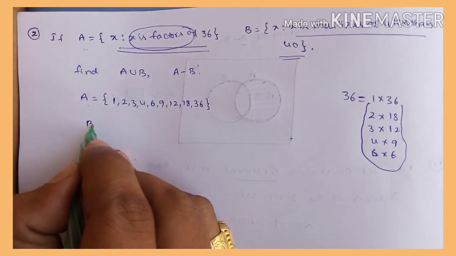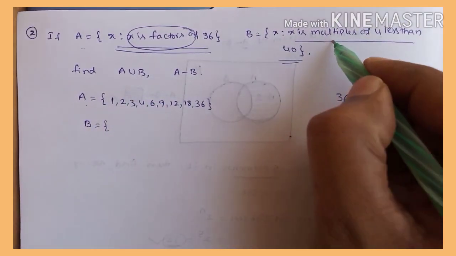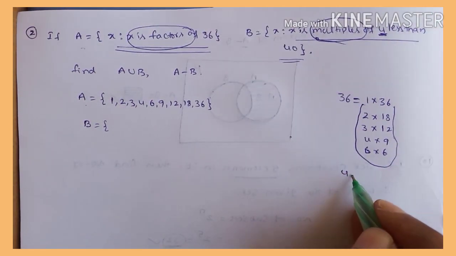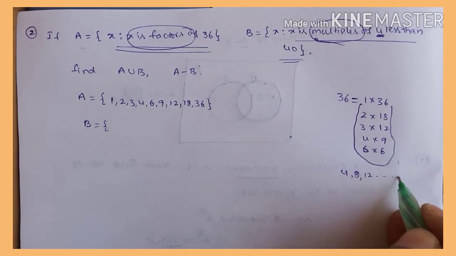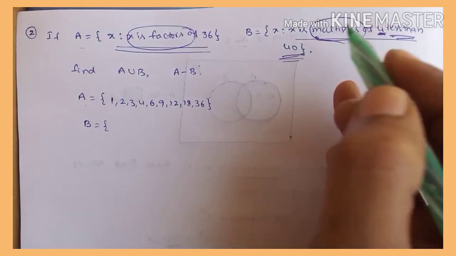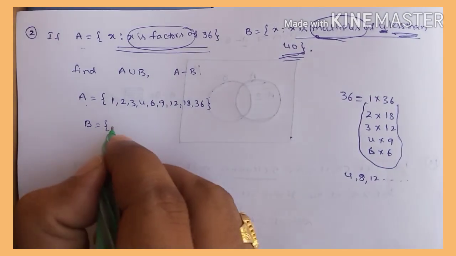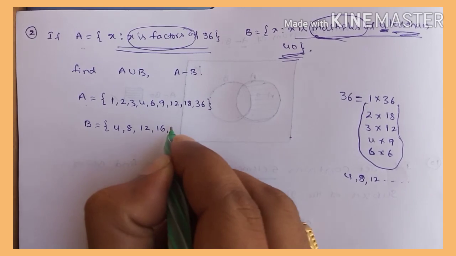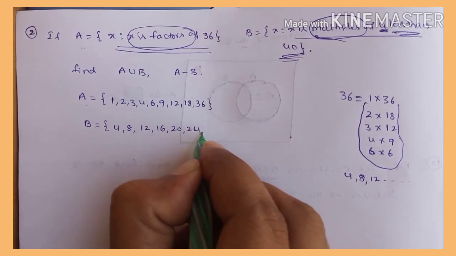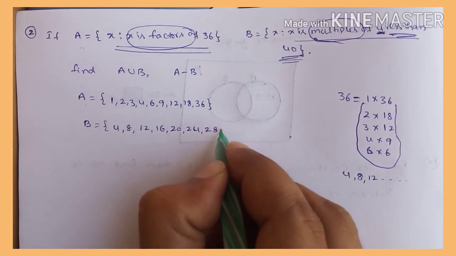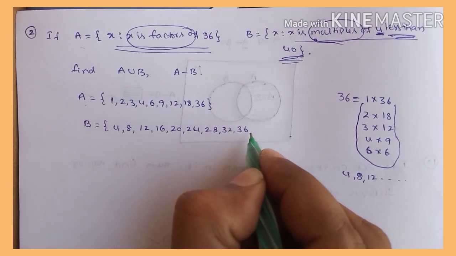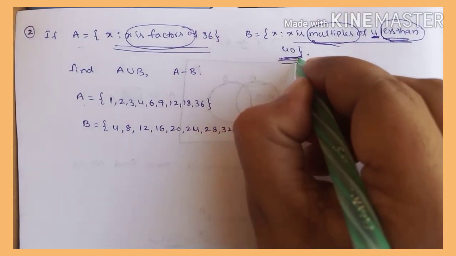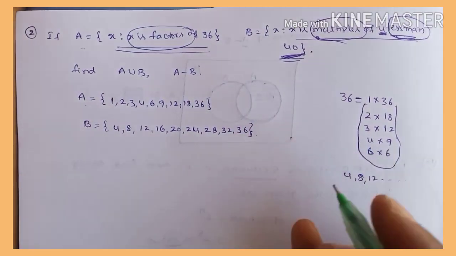Now we have to write set B is equal to, what are multiples of 4? Multiples of 4 means 4 table, 4 1s are, 4 2s are, 4 3s are, and so on. Less than 40, up to less than 40 you have to write. 4 1s are 4, 4 2s are 8, 4 3s are 12, 4 4s are 16, 4 5s are 20, 24 and 28, 32, 36. Next 4 10s are 40, but we should not write less than 40. So we cannot write 40.